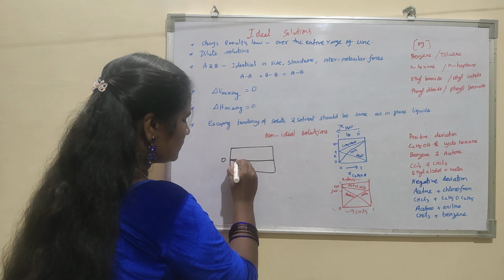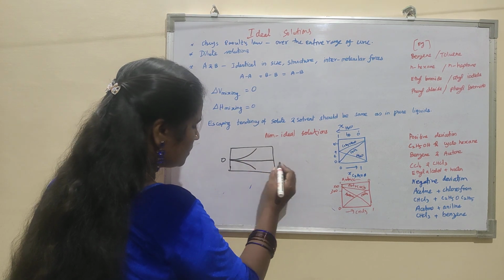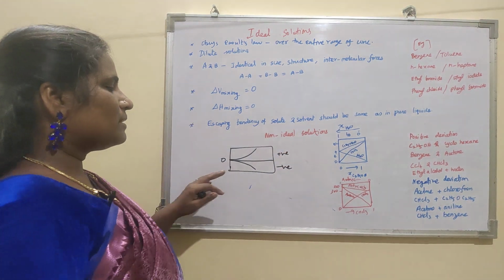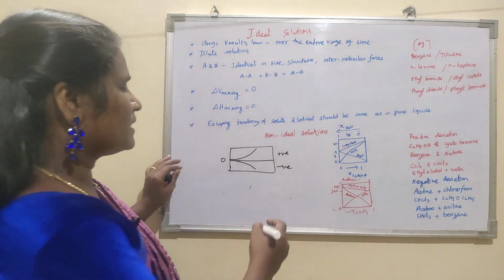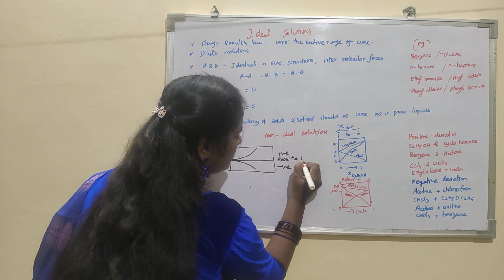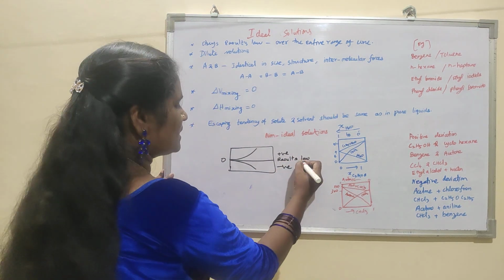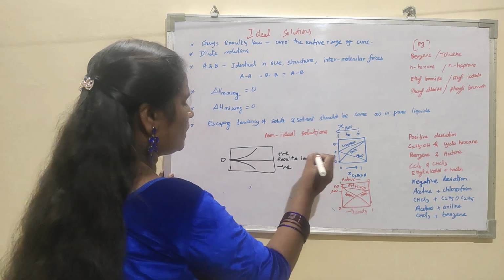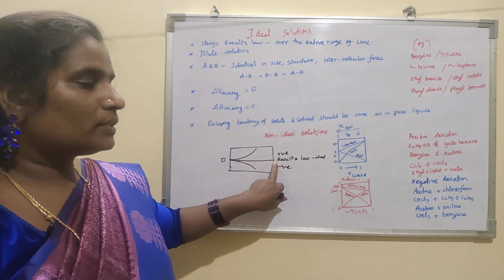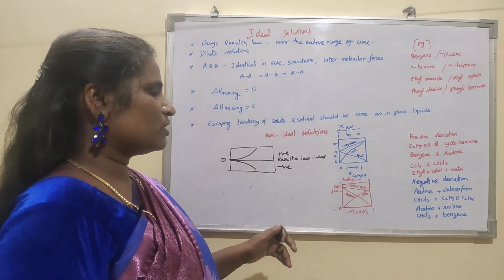Suppose an ideal solution follows the zero line, and some solutions deviate. Let's say this is the negative zone and this is the positive zone. The solutions which follow the zero line, we term as following Raoult's law. They are known as ideal solutions. If the solutions are not following this line, they can undergo positive deviation and negative deviation.